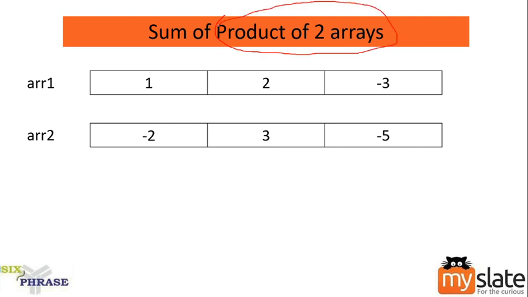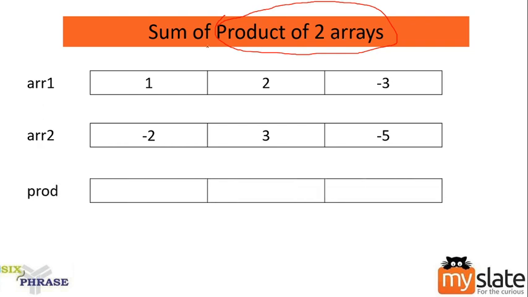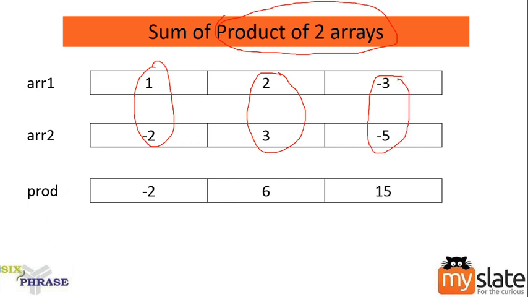Okay. Start from the leftmost term. Product of two arrays. What is the product of these two arrays? First, multiply these two. Multiply 1 into minus 2, our answer will be minus 2. Next, multiply 2 and 3, our answer will be 6. Then you multiply minus 3 and minus 5, our answer will be plus 15. Right? So, this is the product value.